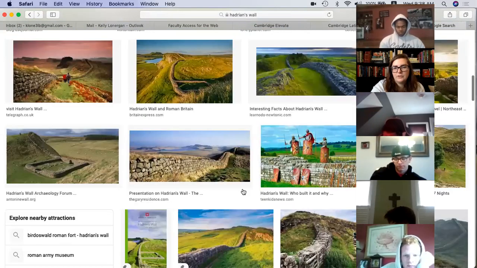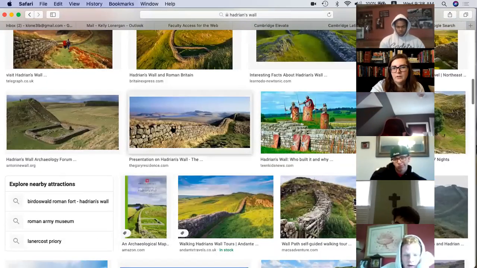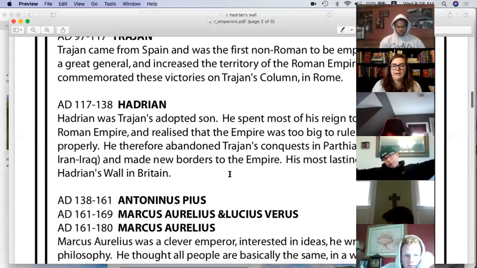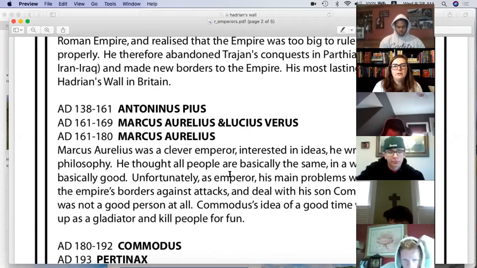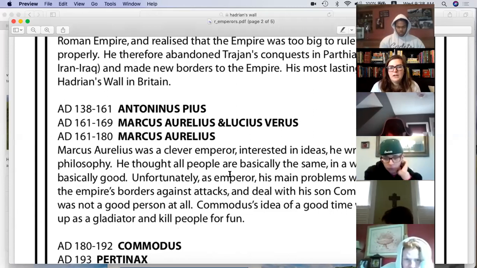But it marked the new borders of the empire. All right, then you have Antoninus Pius, Marcus Aurelius, and Lucius Verus. Marcus Aurelius was a clever emperor interested in ideas. He wrote a book of philosophy. He thought all people are basically the same in a world that is basically good.